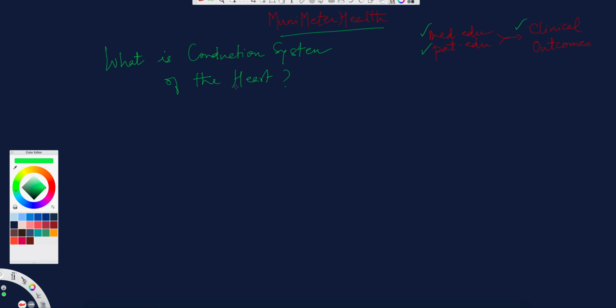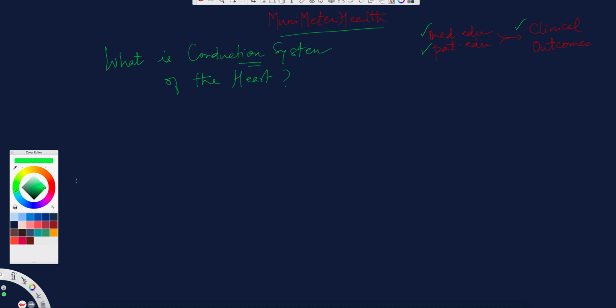What is the conduction system of the heart? Let's discuss that briefly today. Well, the conduction system of the heart consists of specialized fibers and nerves that traverse a certain path within the heart in order to have an electrical impulse traverse through the heart, so that the entire contraction and relaxation can facilitate a complete emptying and filling of the heart in one full cardiac cycle.